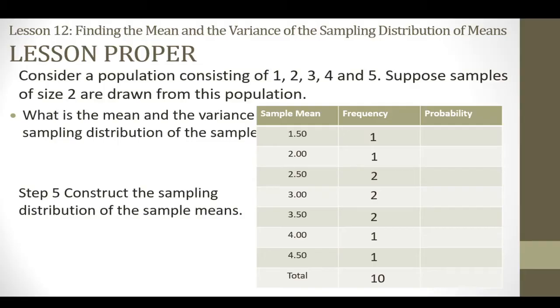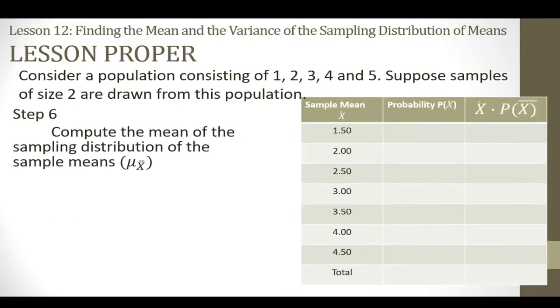Next, we compute the probability. So etong frequency divided by the total number of sample means, which is 10. So 1 divided by 10, 1 over 10. Since lahat ng 1 ay 1 over 10, pwedeng i-copy ko na lang. Then we have for 2. 2 divided by 10 is 2 over 10. At dapat ang total nito ay 1. Kuha ba? Okay, good. Next, we compute the mean of the sampling distribution of the sample mean.